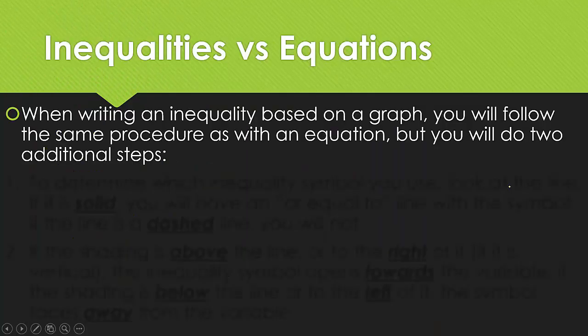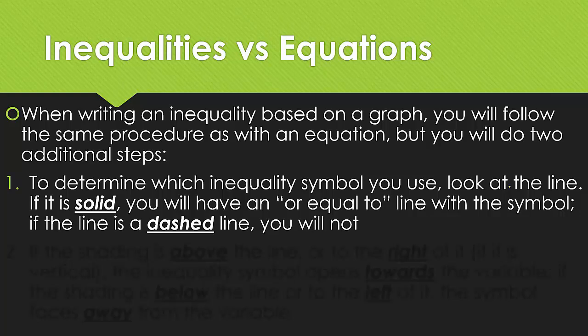All right, so now inequalities versus equations. So when we write an inequality based on a graph, we do the same procedure as before. We do 2 additional steps. So to determine the inequality symbol, look at the line. If it's solid, or in this case, we're going to look at the symbol. Before we looked at the line, now we're going to look at the symbol. So if it has this or this, our line is solid. If it has this or this, our line is dashed.